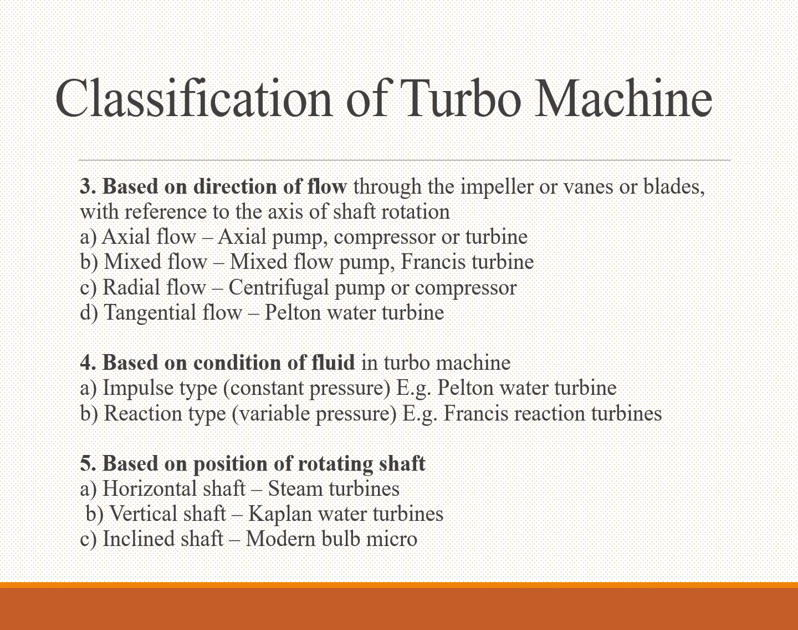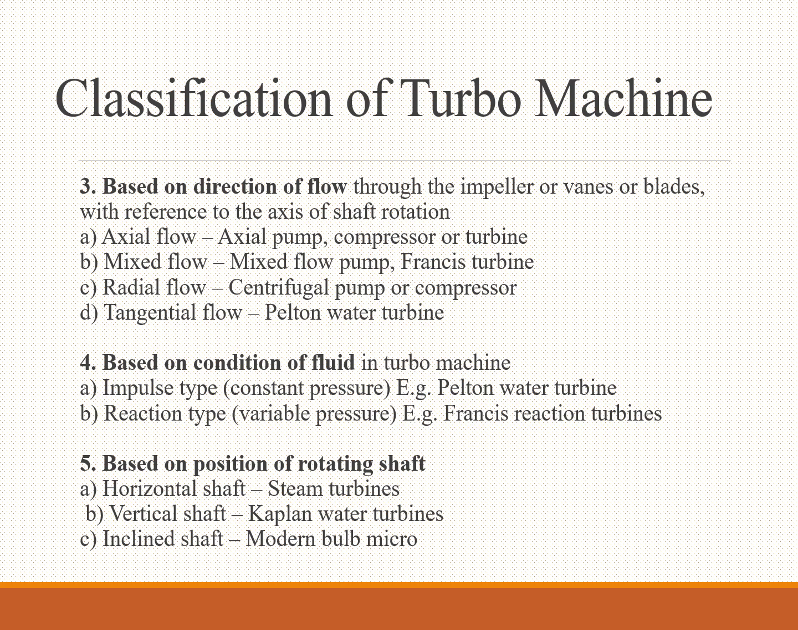Fourth classification is based on the condition of fluid in the turbo machine. The first one is the constant pressure condition, also known as the impulse type, the Pelton turbine. And second is the reaction type, with variable pressure. In this turbine the pressure is variable, and you can see this type of turbine in the Francis turbine.